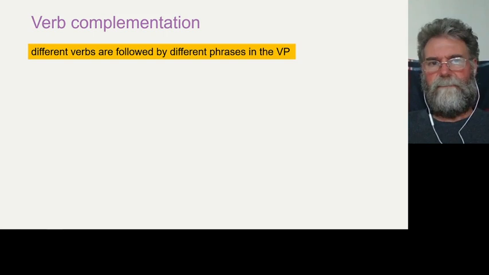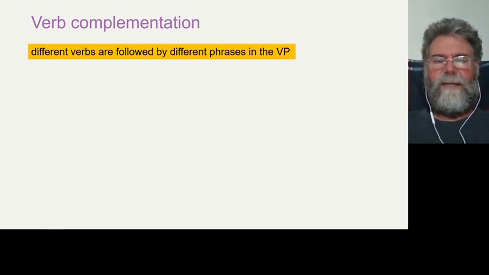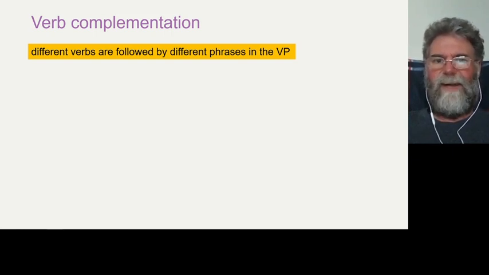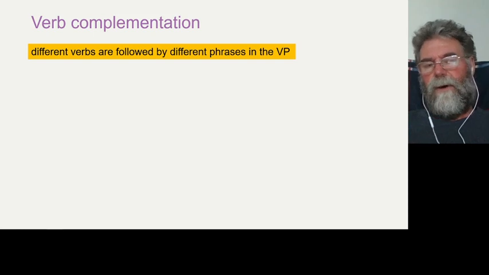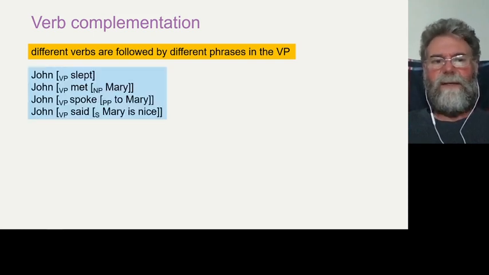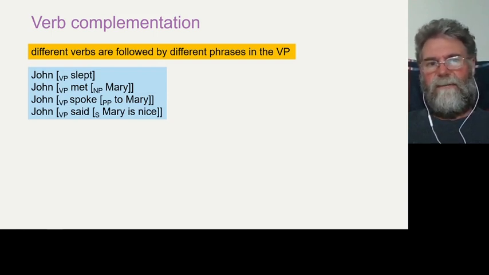line of argument. This is based on the fact that inside the verb phrase we often find verbs followed by different types of phrases, all depending on which verbs we use. So if we have a look at a number of sentences like John slept, or John met Mary, John spoke to Mary, John said Mary is nice. Note, with these different verbs, sleep, meet, speak and say, we have different elements following those verbs.